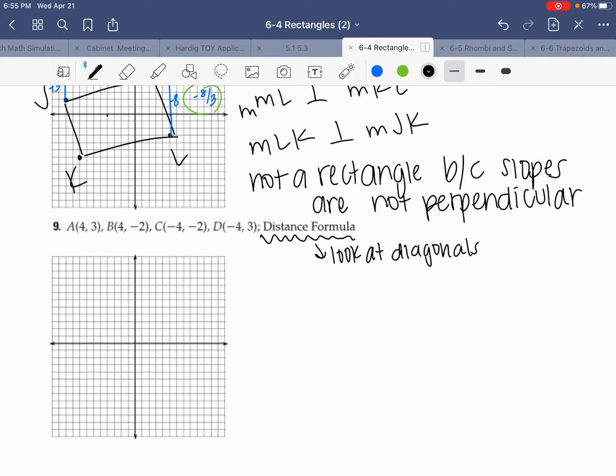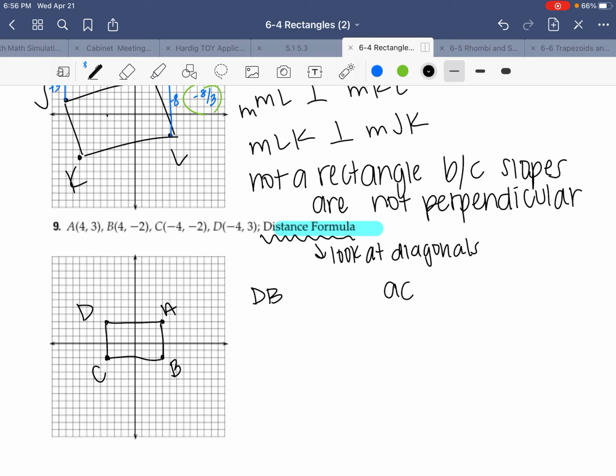So we're going to plot all 4 of our points. So we have A at (4, 3), B at (4, -2), C at (-4, -2), and then D at (-4, 3). Now I know you guys are going to want to say, look, we can prove that they're perpendicular, we can prove that they're congruent, and you're right, we can, but they're asking us to prove it using that distance formula. So I need to find the distance of DB, which is that first diagonal, and then the distance of AC, which is our second diagonal.